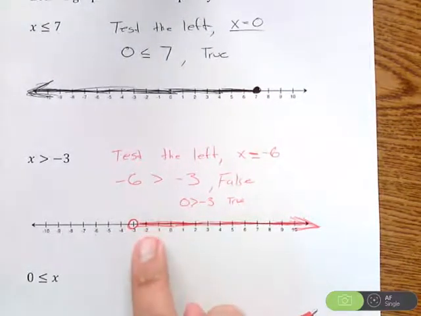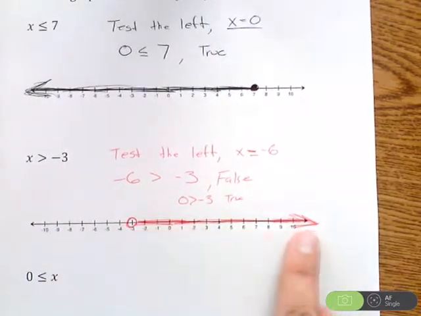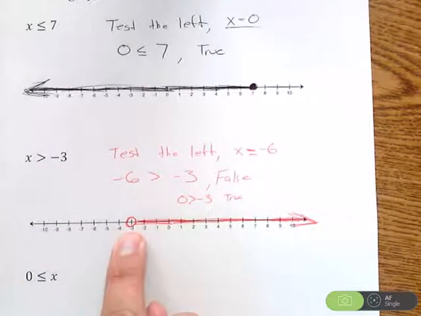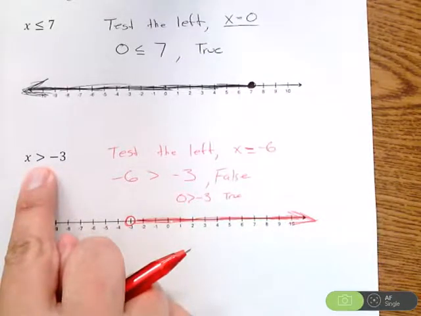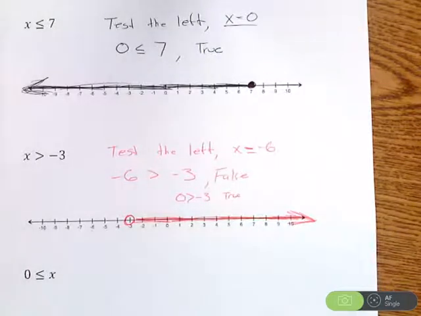Now what this means is if I plug in any of these numbers over here into this inequality, it will work out true. The only number that doesn't work is -3. The reason being is it's not also equal to. -3 is not greater than -3. So that's why we have the open circle.